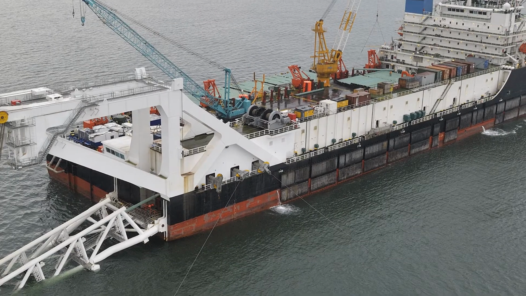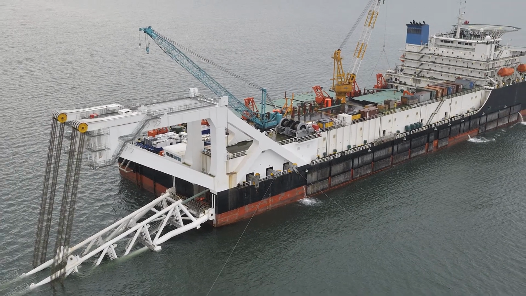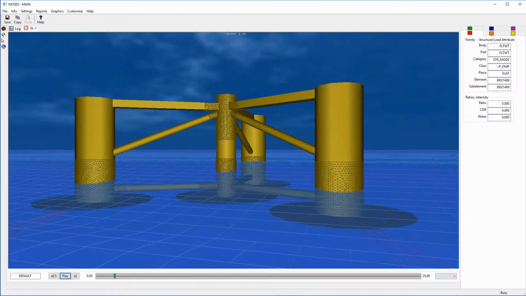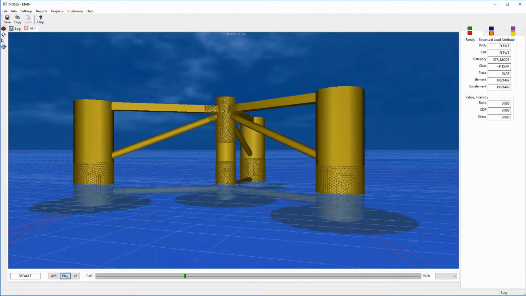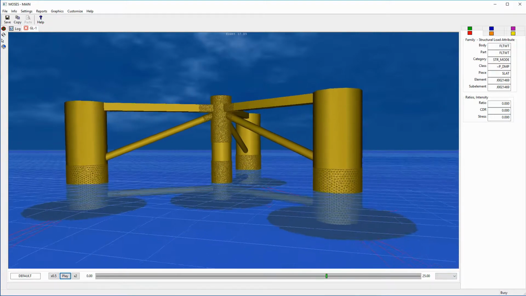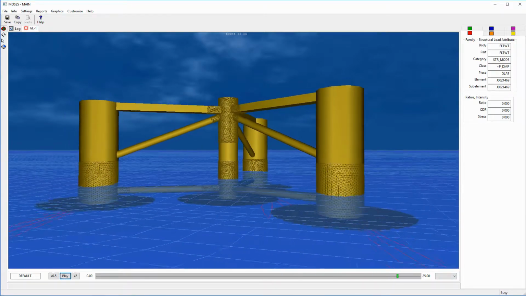Did you know that Moses hydrodynamics can be performed via strip theory or 3D diffraction? You can analyze various vessel shapes and sizes with wave drift calculations performed via near or far field theory.